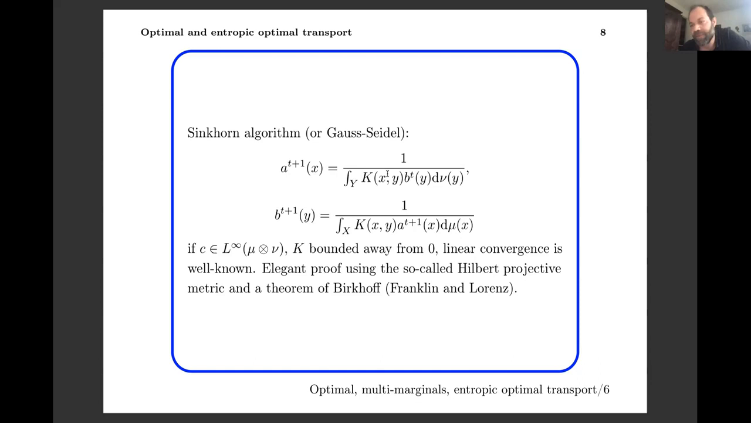Projective means somehow that you keep track of the invariance by multiplying A by a constant and dividing B by the same constant. It is based on the theorem of Birkhoff, which shows basically linear convergence of Sinkhorn iterates to a solution of the Schrödinger system. Okay. I mention that this proof does not work, as far as I know, in the multi-marginal case, because if you look at the Lipschitz constant for the Hilbert metric, the number of marginals minus one shows up in the Lipschitz constant. So you cannot see it as a contraction as soon as there are three marginals or more. Okay.